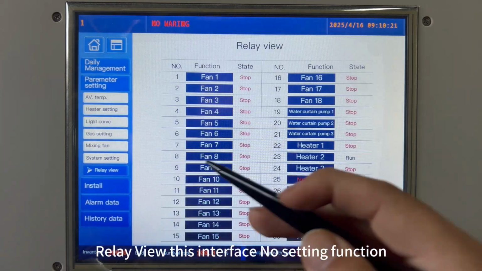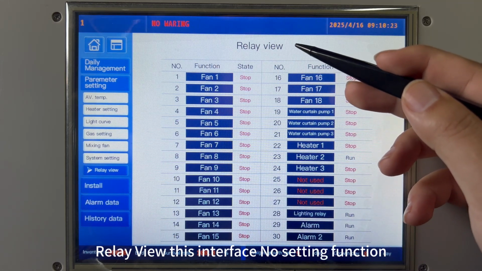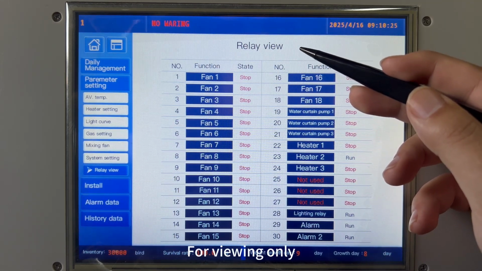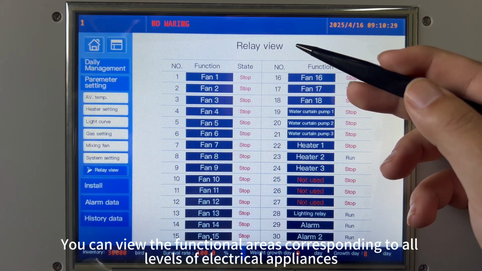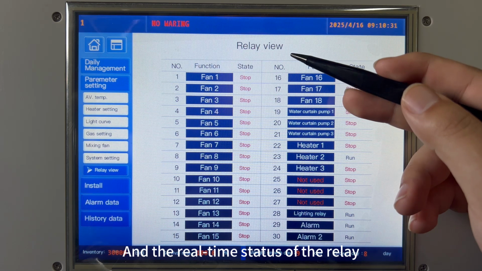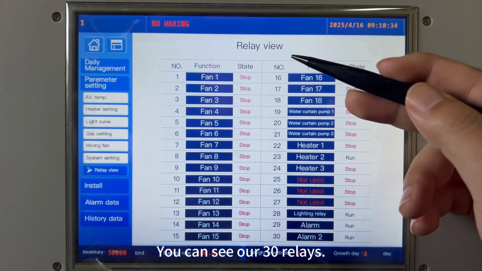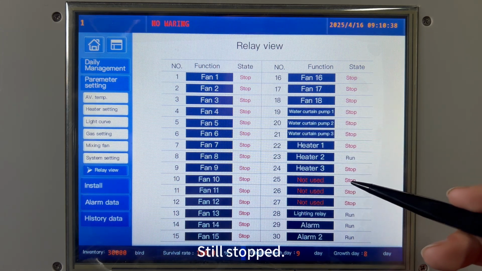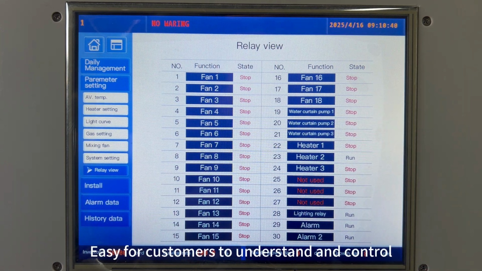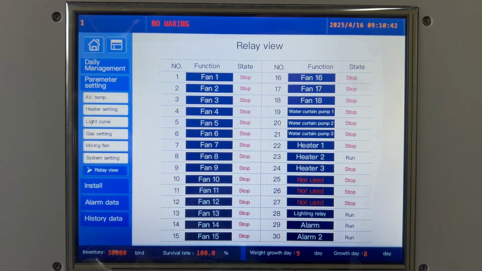Introduce the relay viewing interface. This interface has no setting function. It is for viewing only. You can view the functional areas corresponding to all levels of electrical appliances, and the real-time status of the relay. You can see our 30 relays, which are currently working and which are stopped, easy for customers to understand and control.